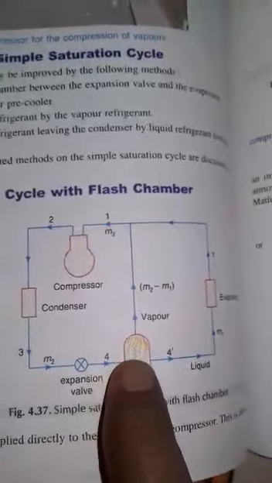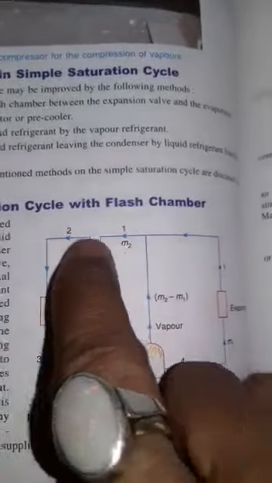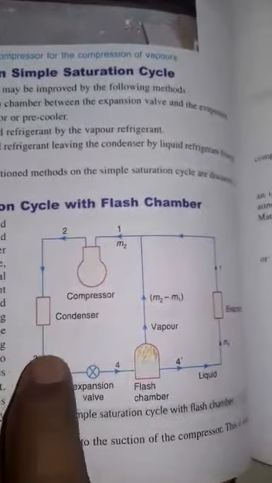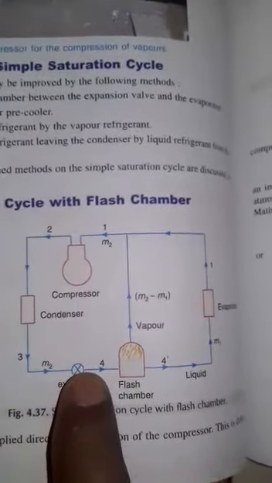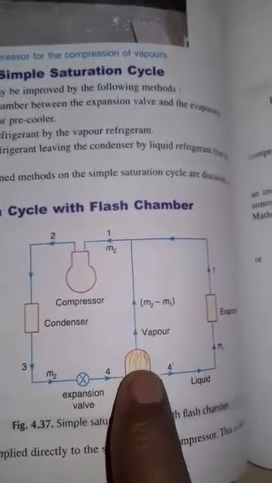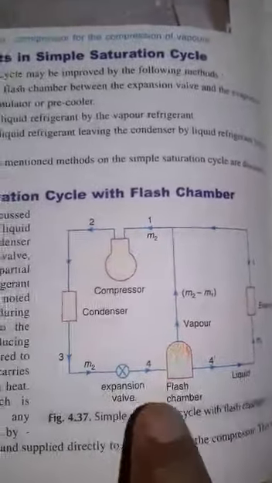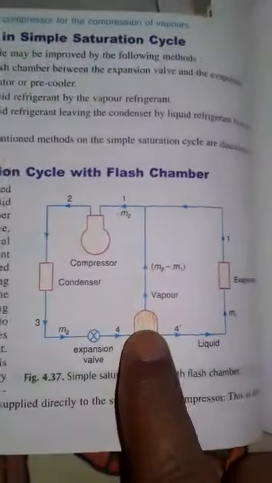Now the function of the flash chamber: the liquid coming from the condenser to the expansion valve may enter into the compressor. So to avoid that, we use a flash chamber.